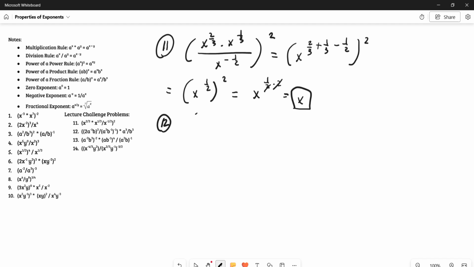Okay, we're working with a really big expression for this one. 2a to the power negative 1 times b, all to the power 2, divided by a squared.